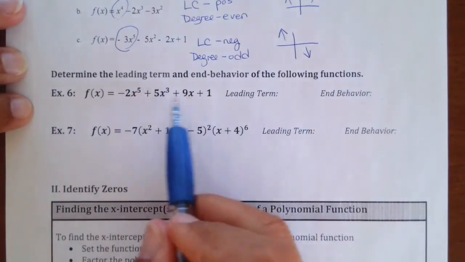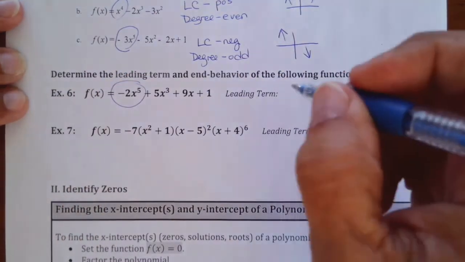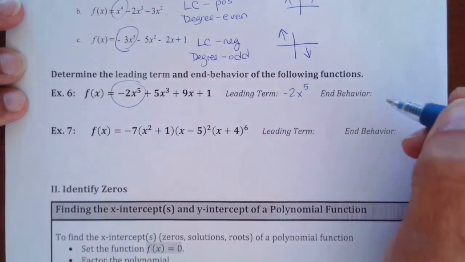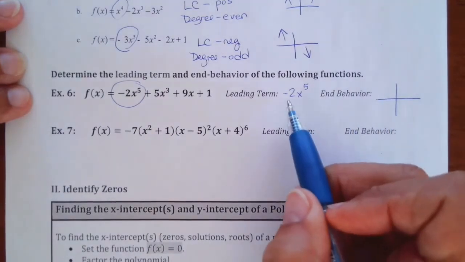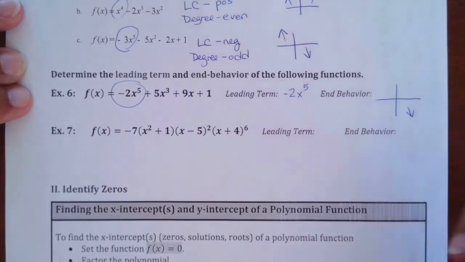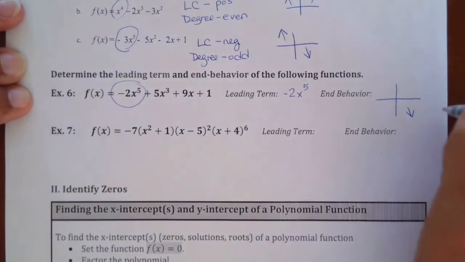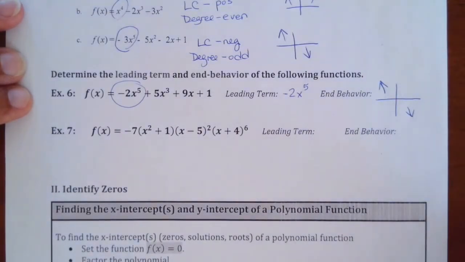Okay, so on this one, it's easy. The leading term is right there. So the leading term is negative 2x to the 5th. The end behavior, what's going to happen? Negative leading coefficient, right side down. Odd exponent for the leading term, so that means both sides have to be doing different things. So the left side would be going up.